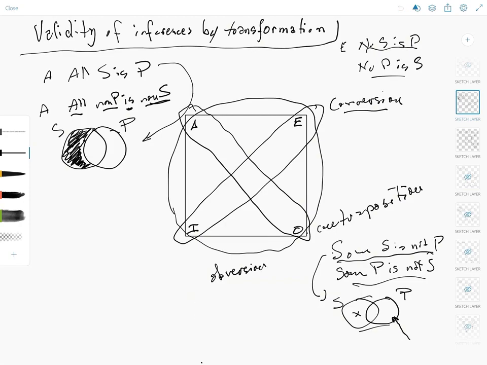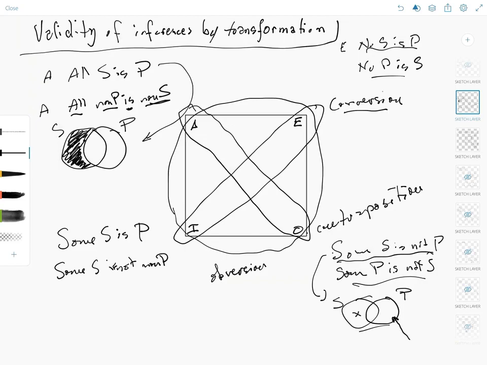I'm going to do one of the proofs for you about obversion, and then I'm going to strongly recommend that you do the diagrams to prove the others for yourself. So for obversion, let's do the diagram for I. So here we have some S is P, and obversion keeps the same quantity, changes the quality: is not. Okay, that says is not. So now we have some S is not non-P.